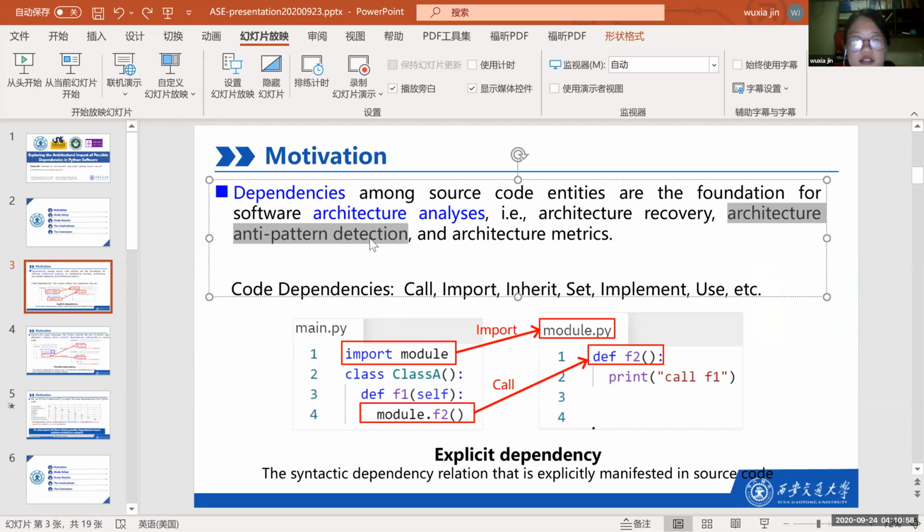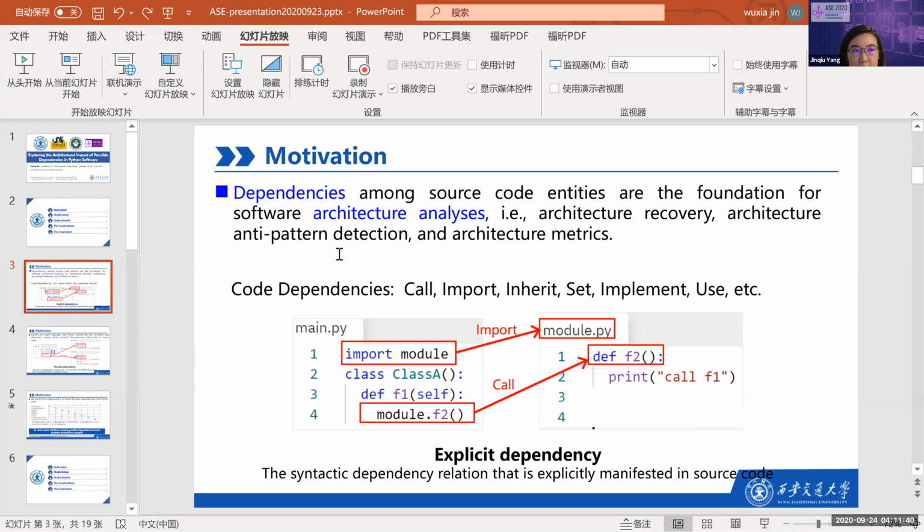Architecture anti-pattern detection relies on the syntactic dependency and other co-change relations, and we have some initial findings. For example, we found that more files are detected as involved in anti-patterns when considering possible dependencies, and these files affected by the anti-patterns incur more maintenance costs than other files. Yeah, this is one new finding.